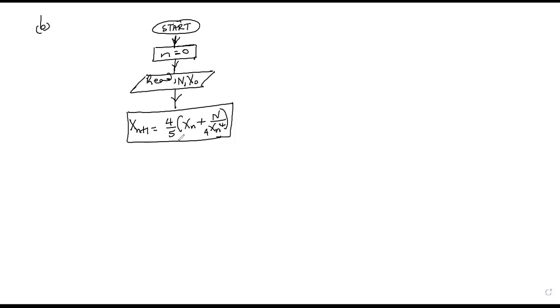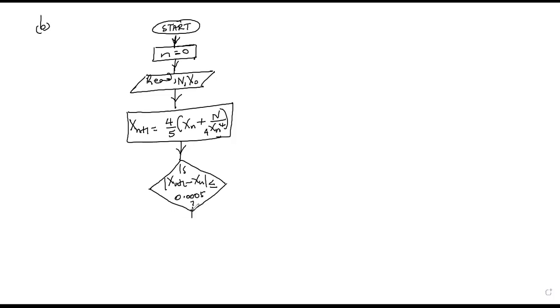Then from here, we go to the decision box, whereby in the decision box, you're asking yourself whether the tolerance, the magnitude of xn plus 1 minus xn, is less than or equal to, since they wanted us to record our answer in 3 decimal places, 0.0005, and you put a question mark because it's a question.